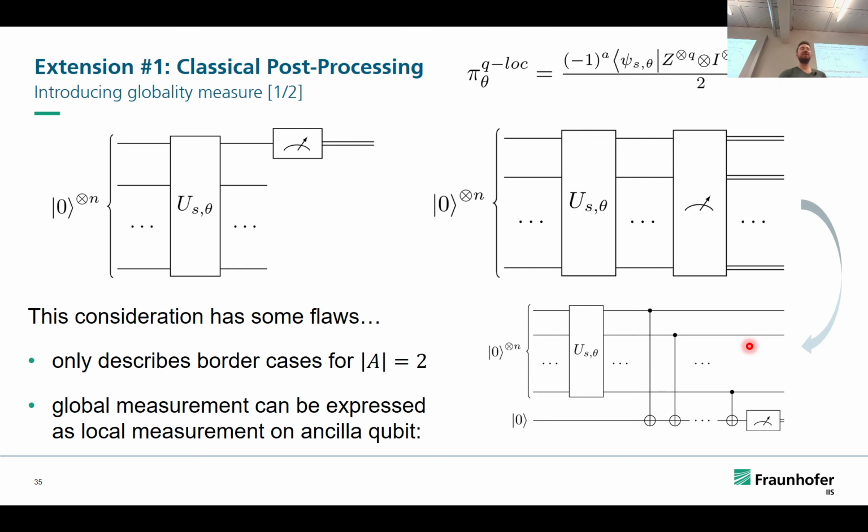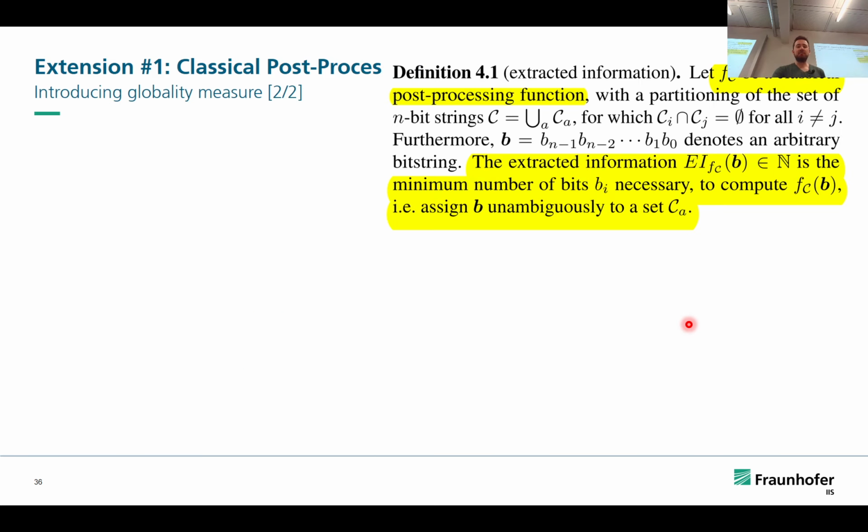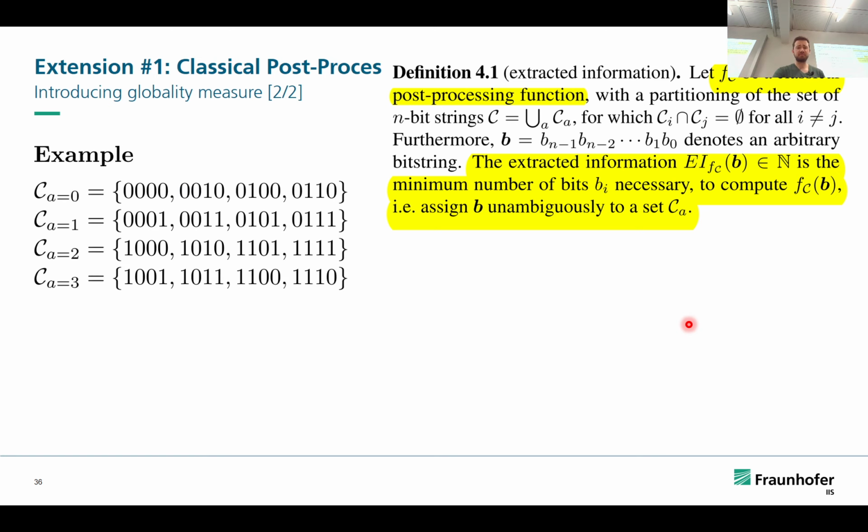And this is actually one of those cases. We can introduce a helper qubit, do some 2-qubit operations, which introduce some entanglement, and just measure the single qubit, and the measurement on this single qubit guarantees us the same result as the multi-qubit measurement. So the distinction between single-qubit and multi-qubit measurements is not that clear anymore. And so we came up with a more robust definition for that, which we named extracted information.